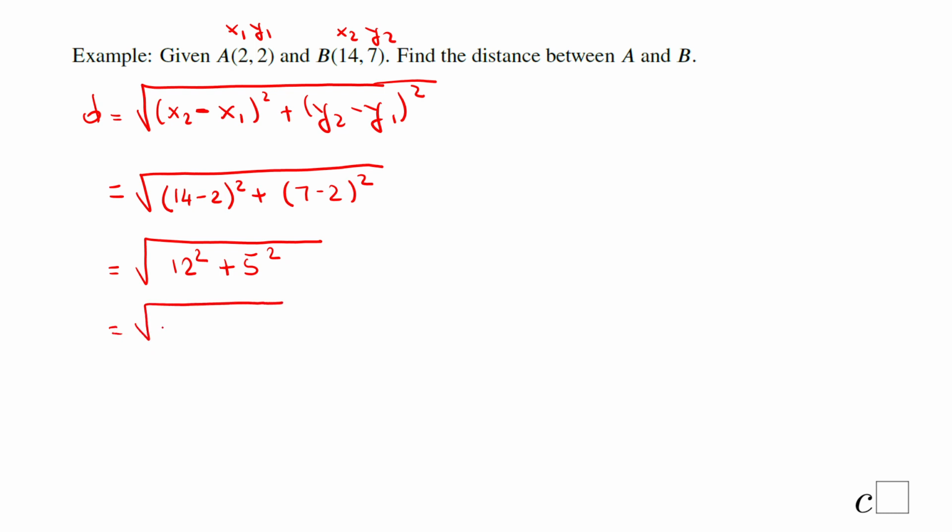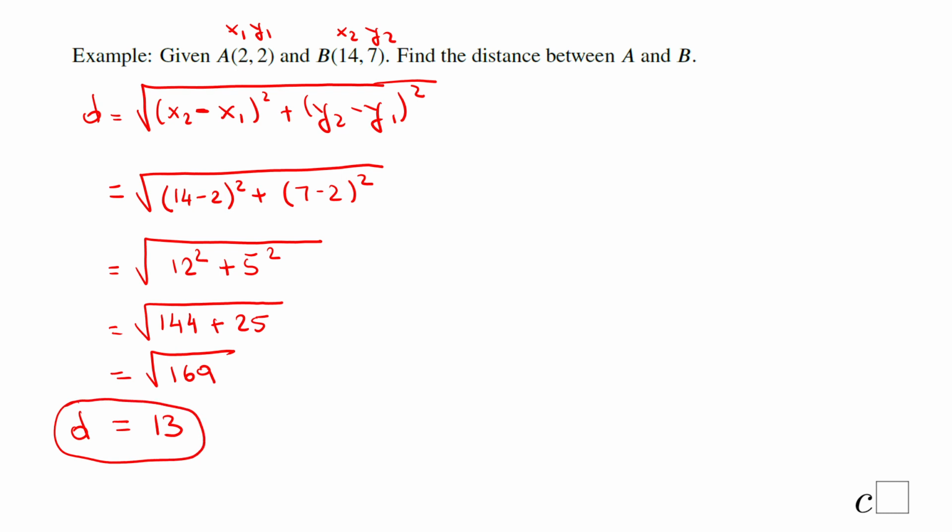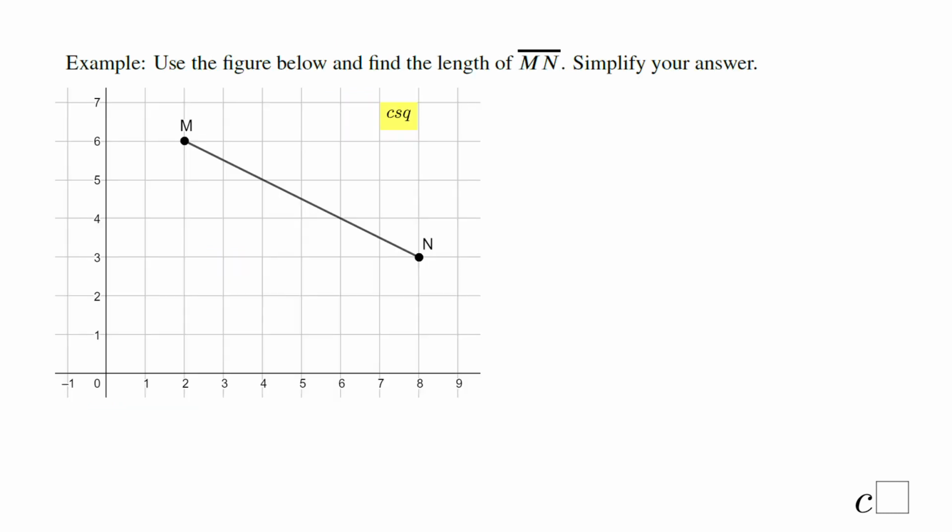12 squared is 144. 5 squared is 25. 144 plus 25 is 169, so the square root of 169, and the square root of 169 is 13. The distance, or the length of segment AB, is 13 units.